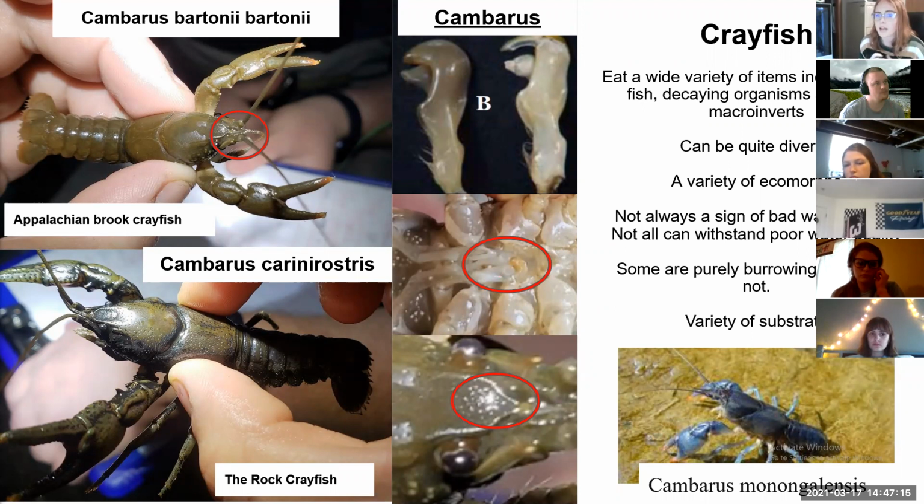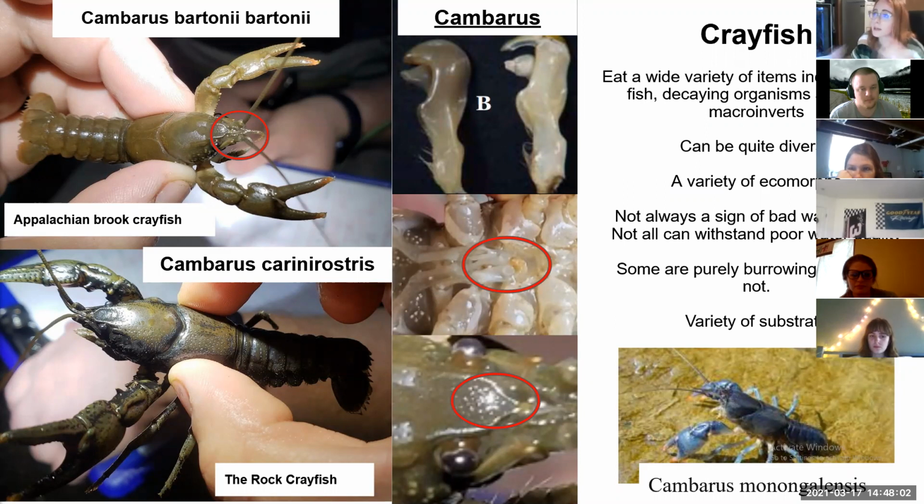As I wanted to really make clear, they're not always a sign of bad water quality. I think they get a bad rap. A lot of our common species can handle a lot of bad water quality, but some of our more rare species actually do require pretty pristine conditions. There's a variety in their life history cycles. Some are cave dwelling and only cave dwelling, and I'll get into that in a little bit. Most of them have some sort of burrow or burrowing stage. Some will stay burrowed their entire life. You'll never see them on the surface, which is pretty cool. And they can exist in a variety of substrates depending on the species. So I really want to focus you guys on two genera in particular.